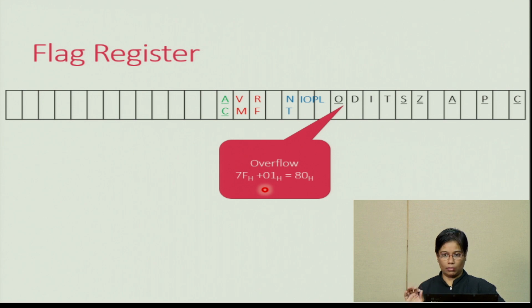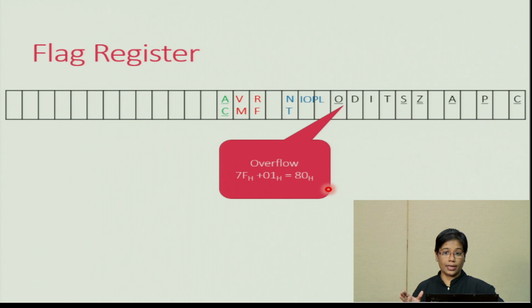The D7 bit is going to be 1. These are 8-bit numbers, and the D7 bit is 1. So since the D7 bit is going to be 1 for both, it means that you are adding 2 positive numbers. 7F is a positive number. 01 is a positive number. I am adding 2 positive numbers. The result is going to be 80.